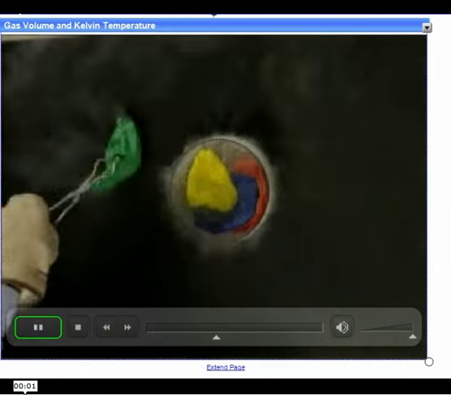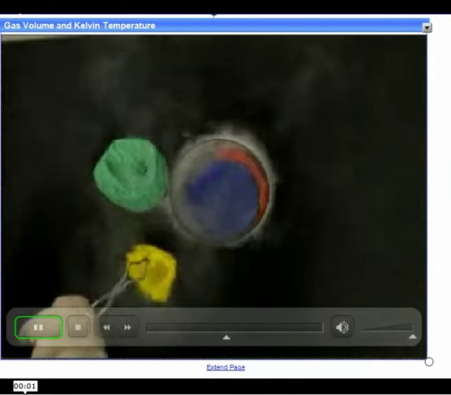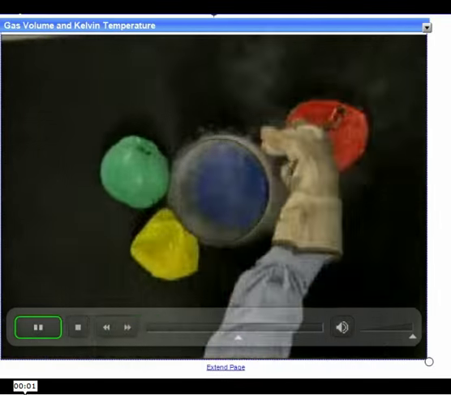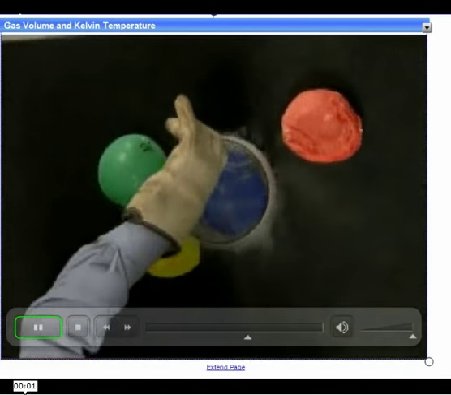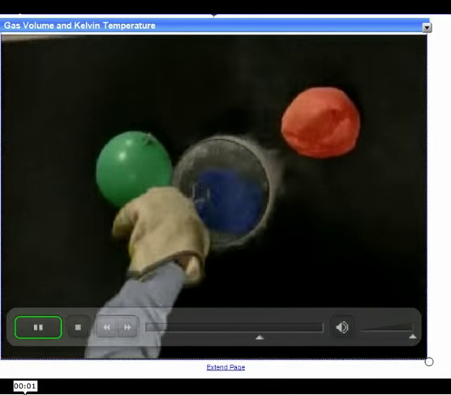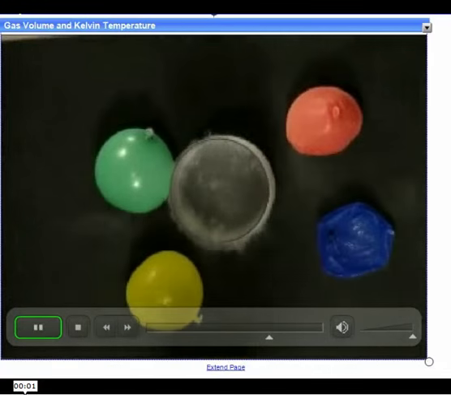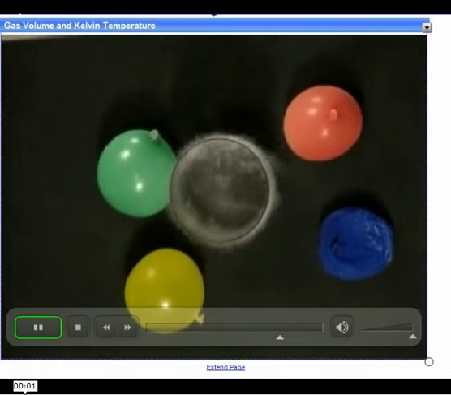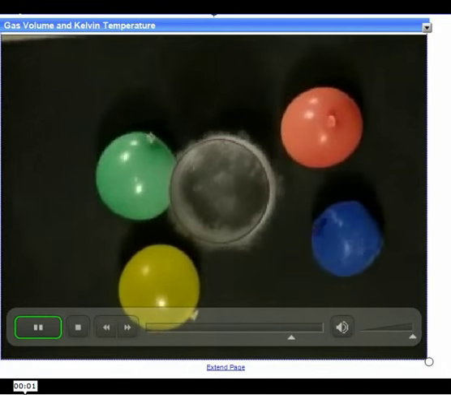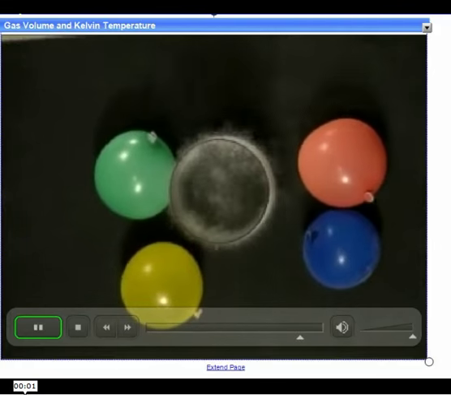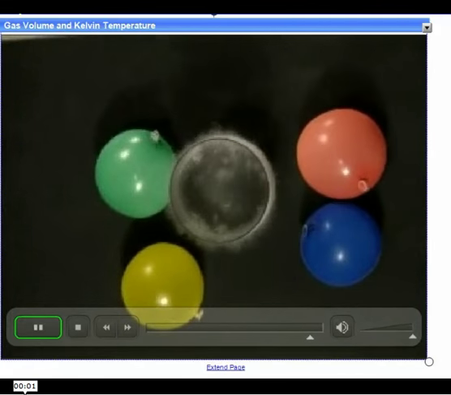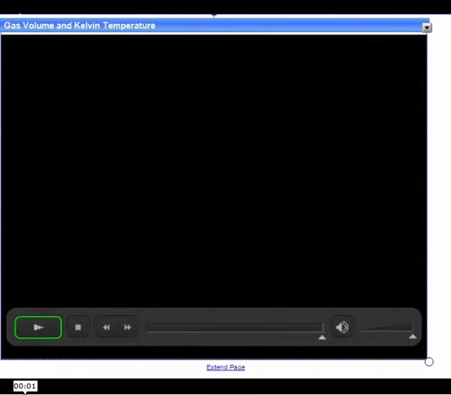So here you can see that the balloon volumes go down dramatically. So with a very low temperature, there is a very low volume. So again, this is a direct relationship. You can see it here: as the temperature increases, the volume also increases. And so there you have it. Everyday object and Charles's law.